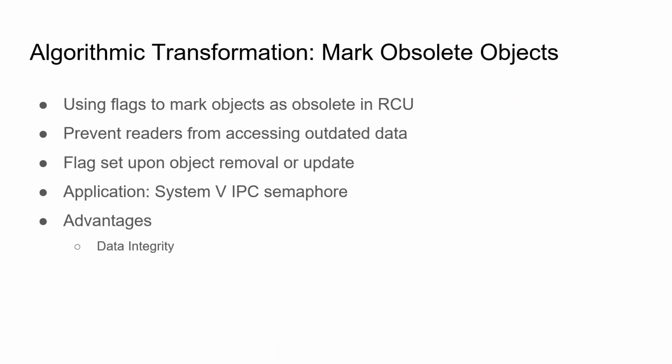Marking obsolete objects is a key technique for maintaining data integrity in concurrent environments. This method tags objects as outdated upon update or removal, preventing concurrent readers from accessing stale data. A notable use is in System V IPC for handling semaphores, ensuring data remain valid even during concurrent modification. This approach effectively manages simultaneous reads and writes, maintaining a consistent and correct data view across threads and processes. It is particularly valuable in RCU systems for ensuring non-blocking, safe read operations, highlighting RCU's adaptability in high-performance multithreaded contexts.